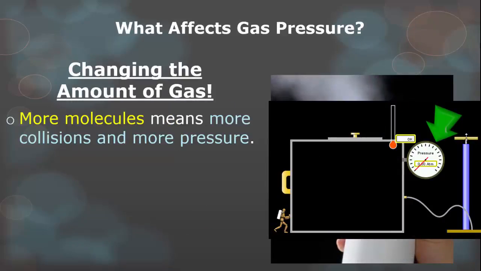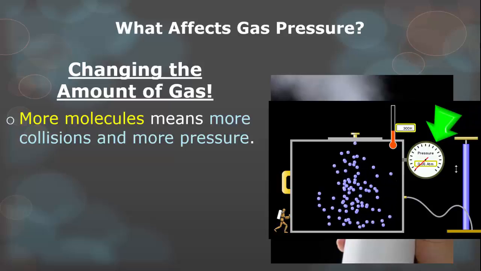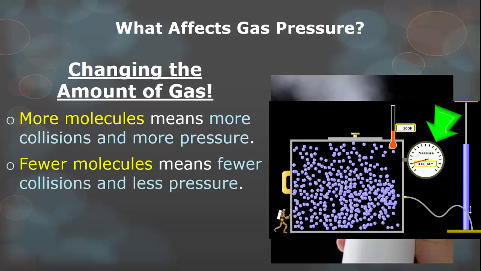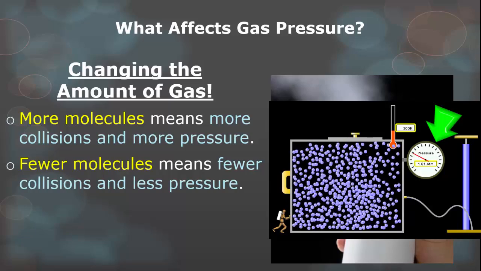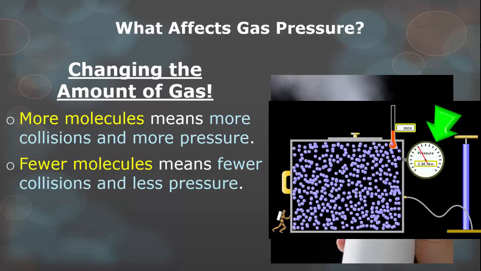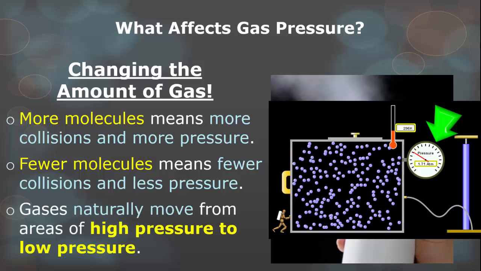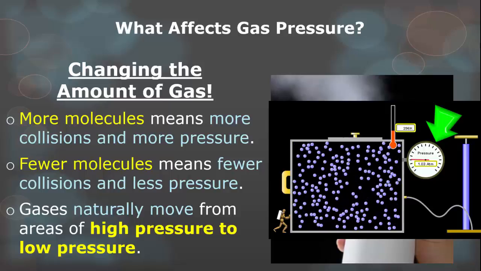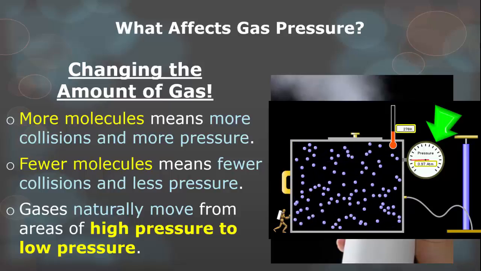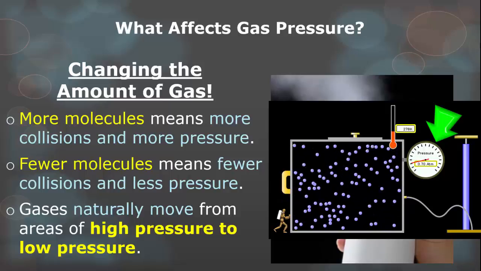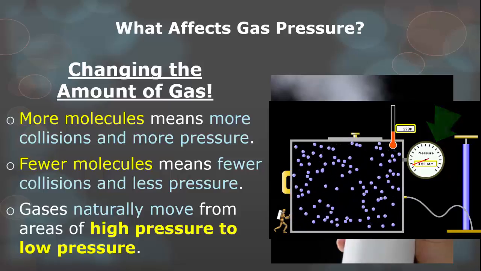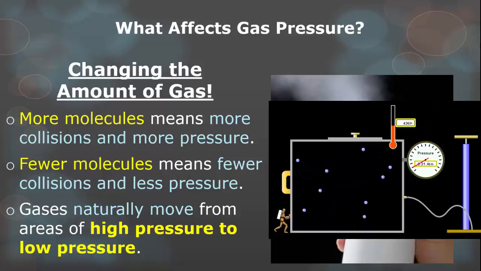Changing the amount of gas, which means that you have more molecules, means there are going to be more collisions and more pressure because of those collisions. If you have fewer molecules, you're going to have fewer collisions, which results in less pressure. Gases naturally move from areas of high pressure to low pressure, which, if you think about biology, is simply what diffusion is. You have a lot of things in one area, and over time they will spread out to a lower pressure zone.